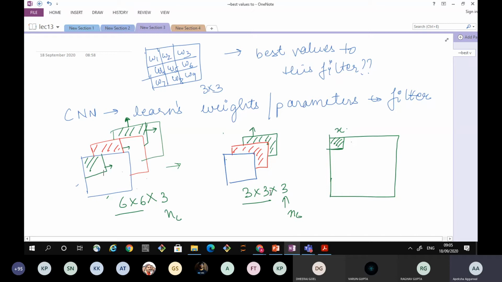So filter is 3x3x3. So final output would be 4x4 only. It is not 3. 3 would not be there. Why? Because we are taking sum of this one, and this one. We are basically adding all the 3 values and then we are writing it over here. So the size of output image is 4x4. So it is reduced basically.